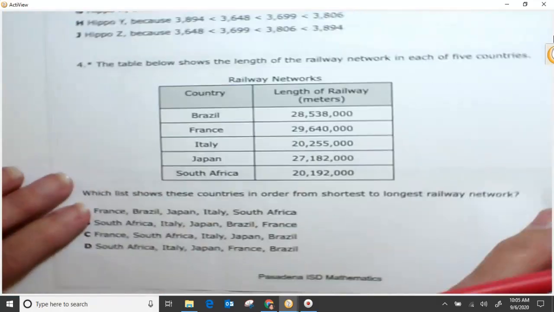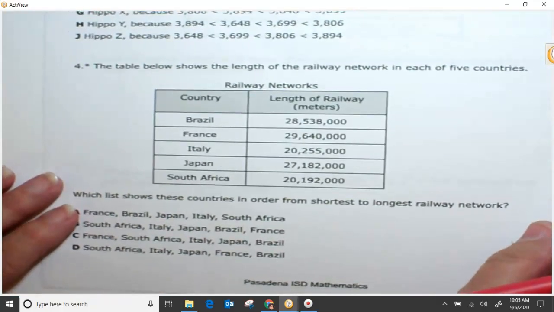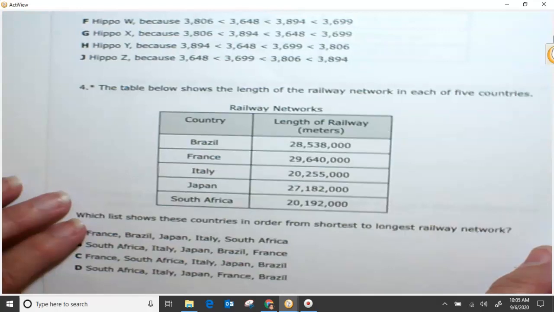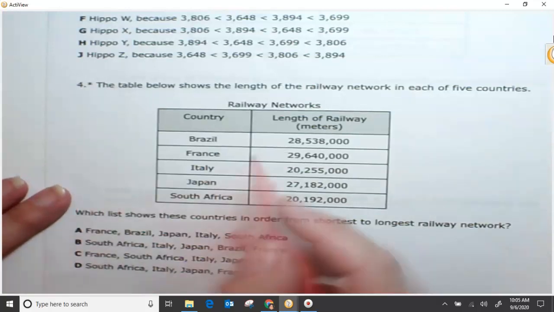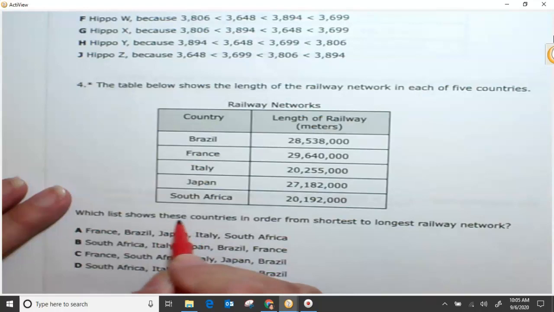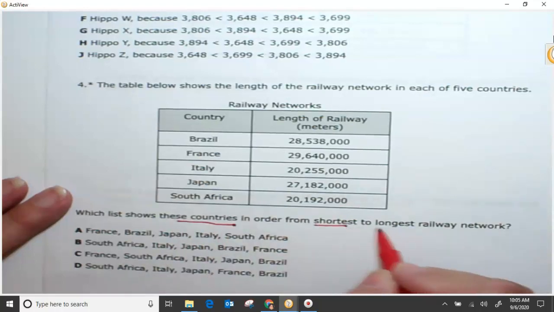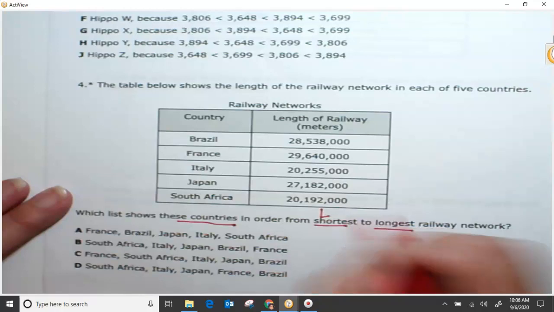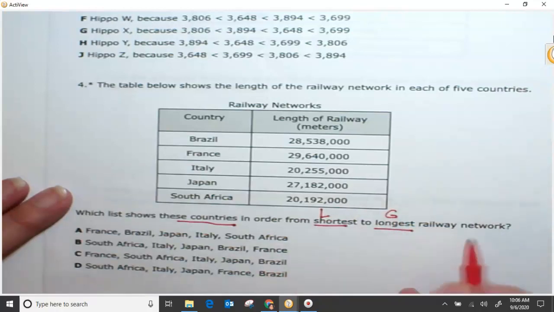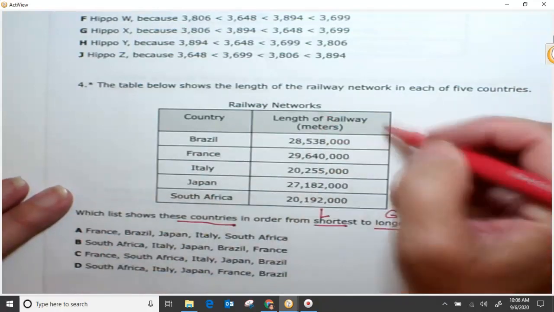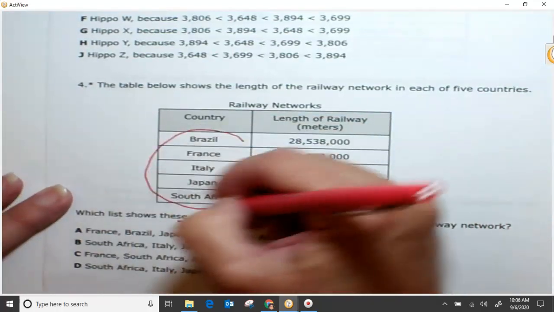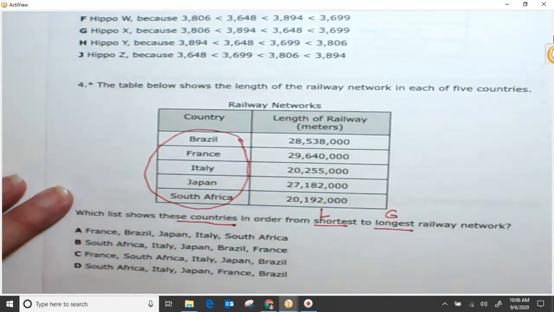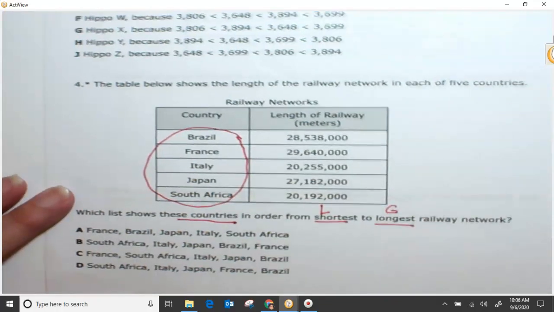All right, the last one is you have a chart, and the difference here is you're listing the countries. List these countries in order from shortest to longest. That's another way of saying least to greatest. Okay, but it's asking you for the countries, not the numbers. You're going to use the numbers to figure out which countries. Okay, so your answer is going to be the countries in order from the least one to the greatest one. All right, so good luck on that.